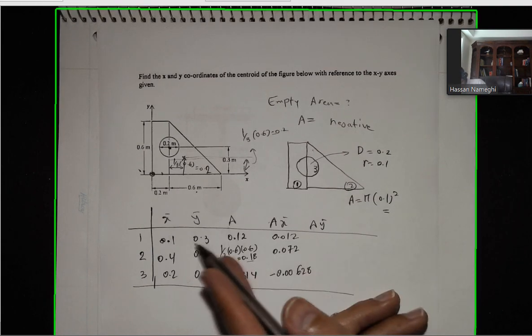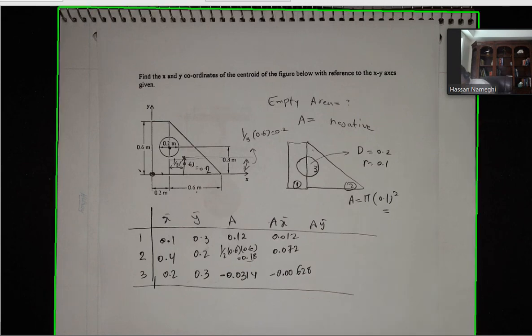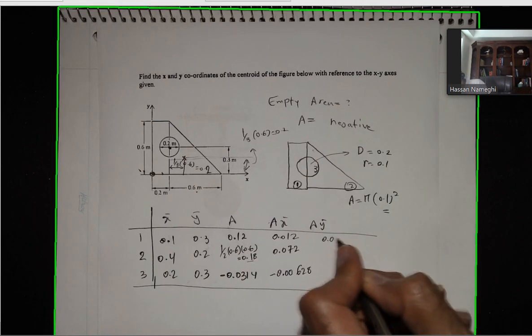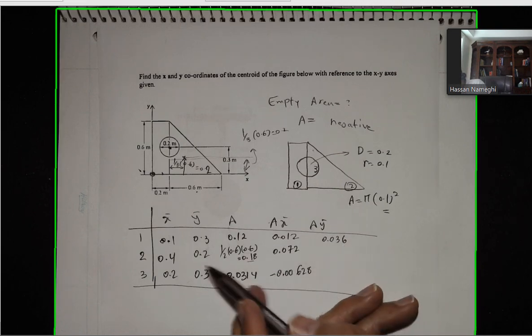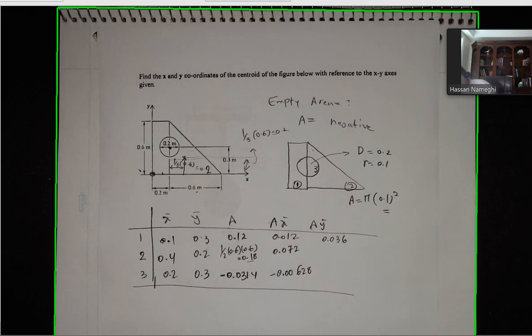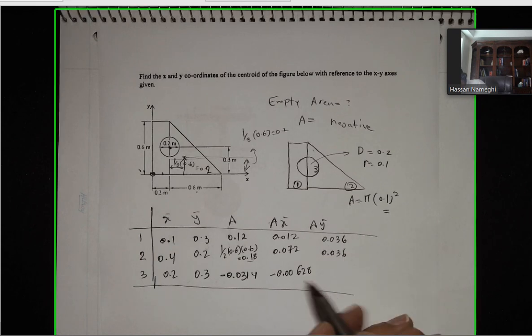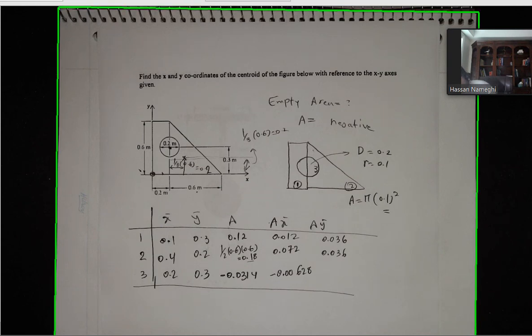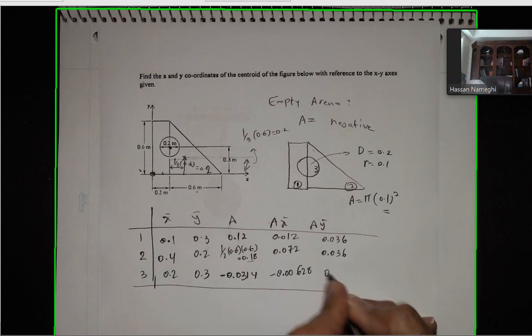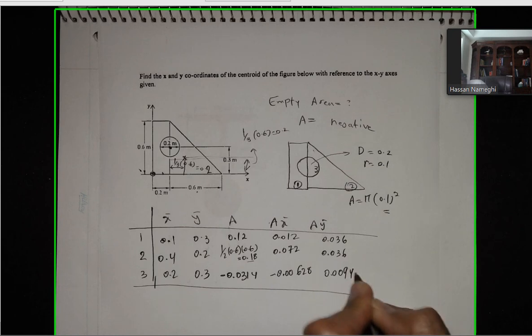So I repeat the same thing for the y. And then I'm going to get the top one. I'm going to get 0.0306. 0.2 into 0.18. The answer is 0.06. So moving on to the next one, which is this one. 0.3 times 0.314. Get 0.0942. There's a negative there.